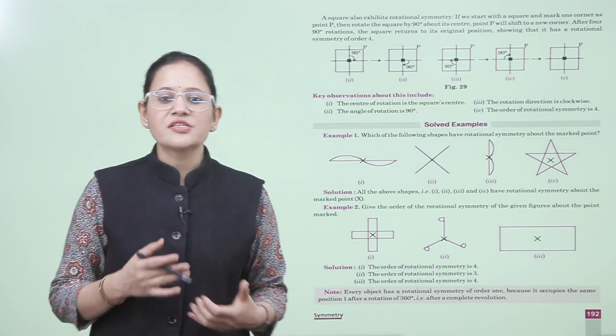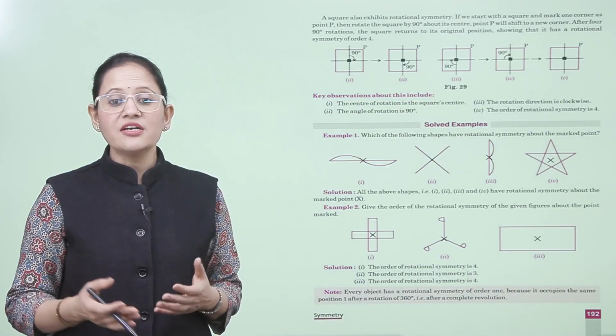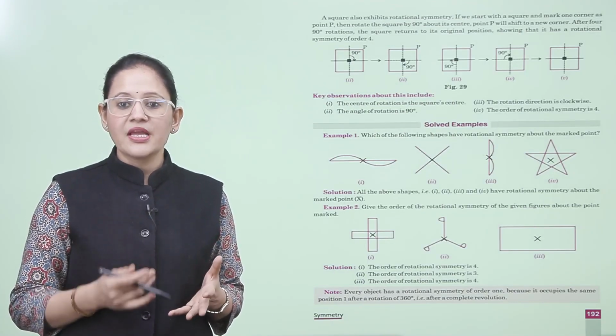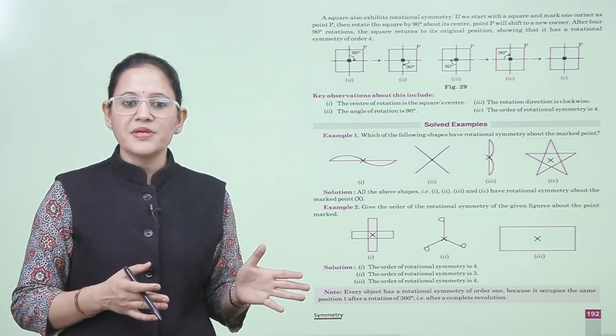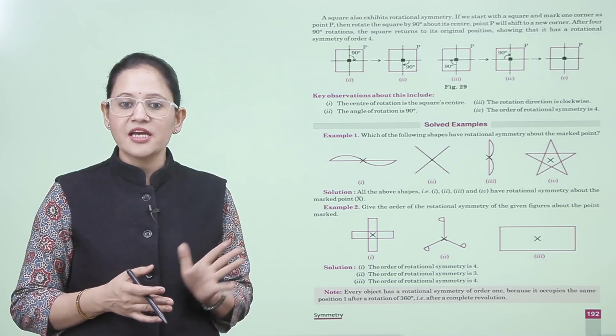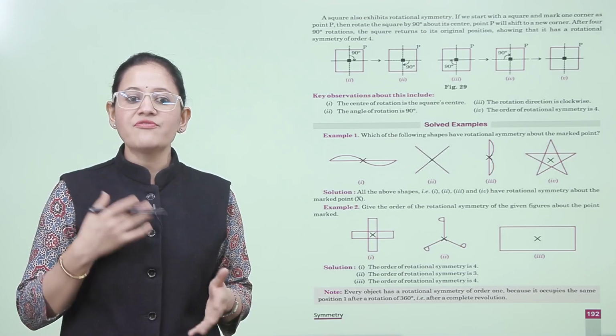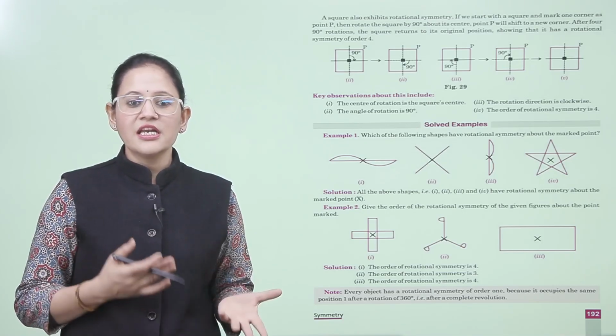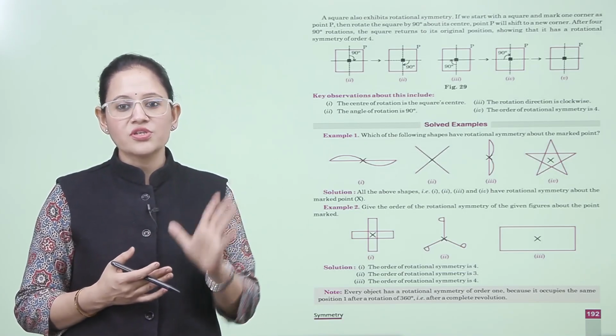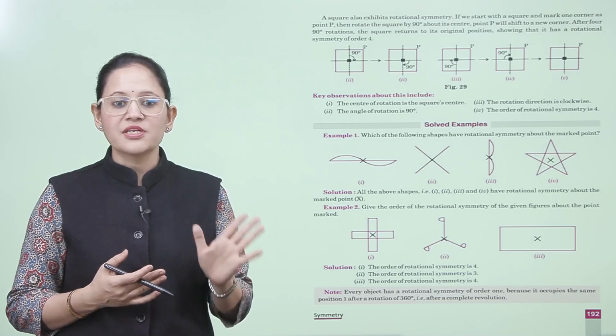A square also exhibits rotational symmetry. If we start with the square, mark one corner as the point P and rotate the square by 90 degrees about the center, our point P will shift to the next corner after a 90 degree rotation. The square returns to its original position, showing rotational symmetry of order 4.